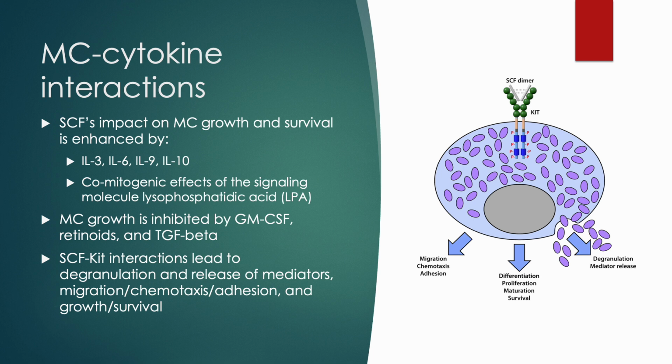Mast cell growth is inhibited by certain things, such as GM-CSF, which we talked about in the last lecture, TGF-beta, and various retinoids. And I really like this image over here because it shows you how central stem cell factor is as a cytokine for mast cells. It leads to not only survival, differentiation, and maturation, but also degranulation and mediator release, which we'll get into. It results in migration and chemotaxis. So this is really a central mast cell factor that's really important to talk about.